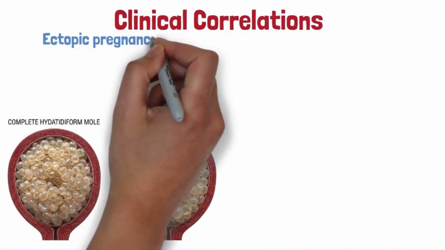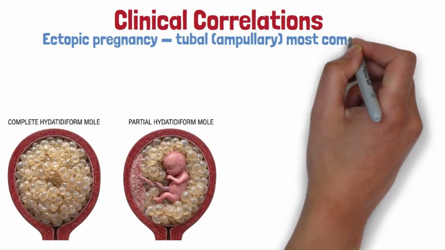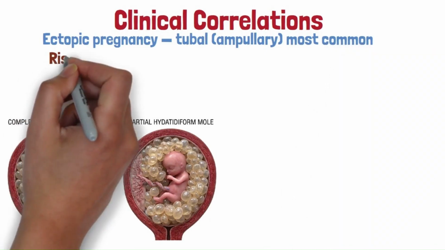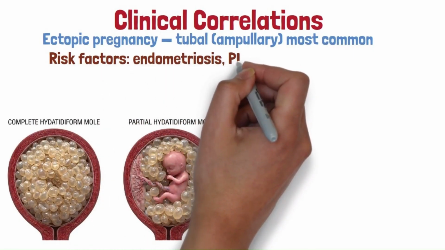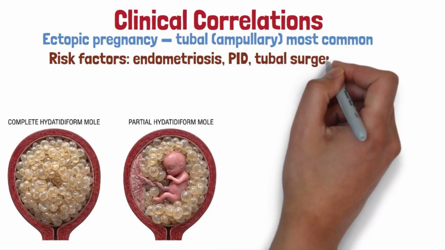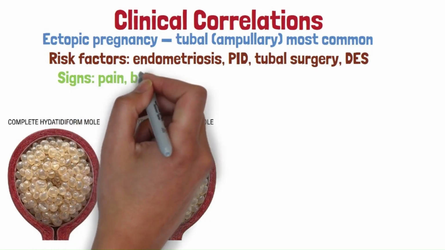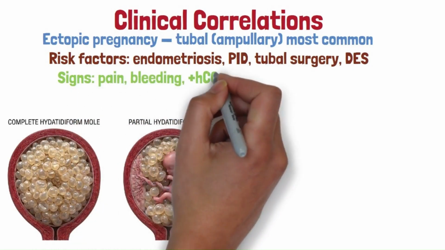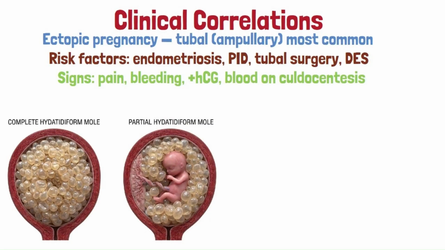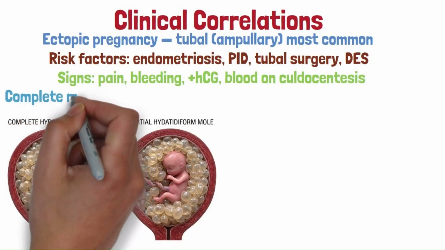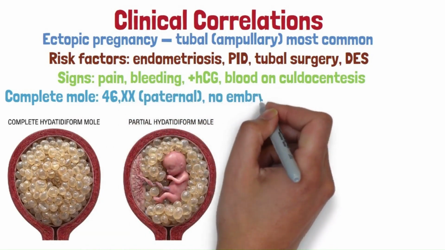Now let's talk about the most important clinical correlations of our video. Two clinical entities you absolutely need to recognize first. An ectopic pregnancy implants outside the uterine cavity, most commonly in the tube and specifically in the ampulla, and less commonly implants abdominally, often in the rectouterine pouch, the pouch of Douglas. Watch for risk factors like endometriosis, pelvic inflammatory disease, tubal surgery, or DES exposure. Your patient presents with abdominal pain, vaginal bleeding, or positive hCG, and classically blood on culdocentesis.